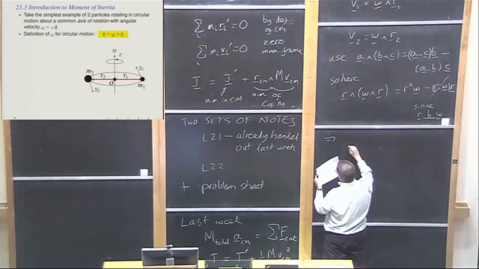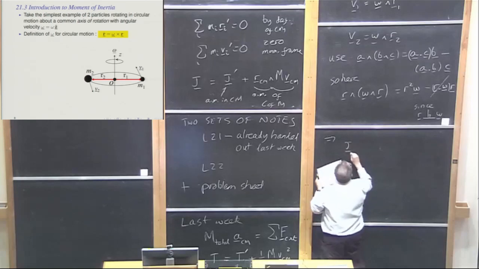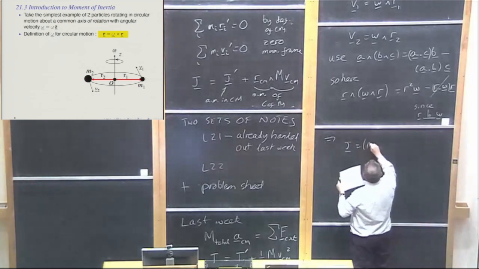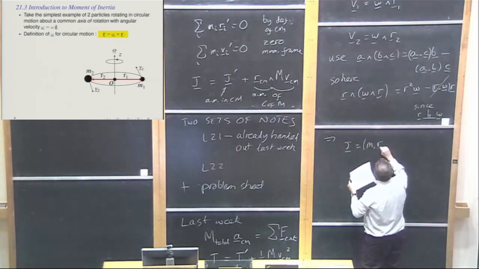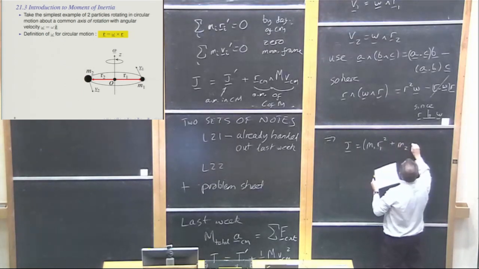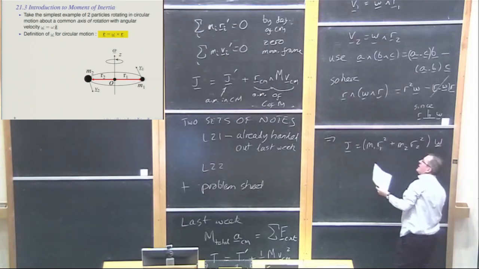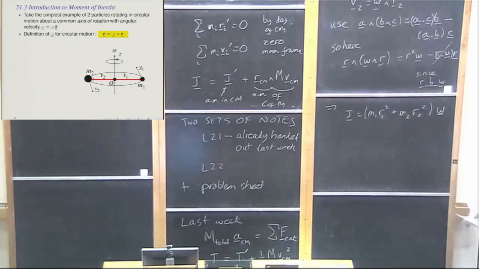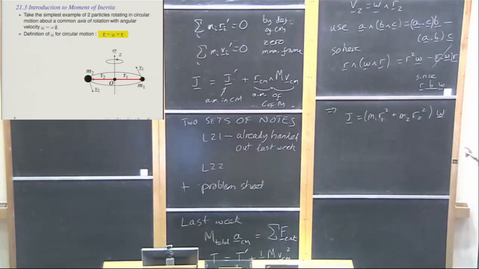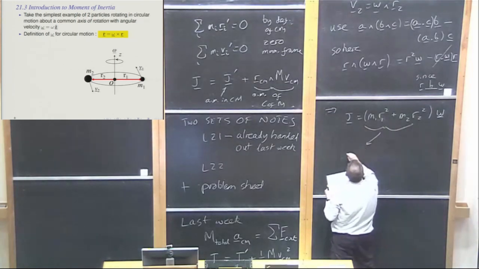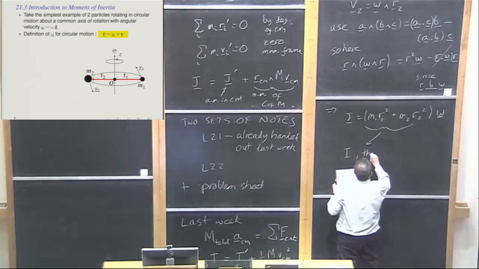And hence we just end up with J having contributions from this first term, but we have it for the two particles. So we have M1 R1 squared plus M2 R2 squared, times omega. So the angular momentum is equal to something times the angular velocity, and that something has the same role as mass, but for rotational motion. We call this I, which is the moment of inertia.